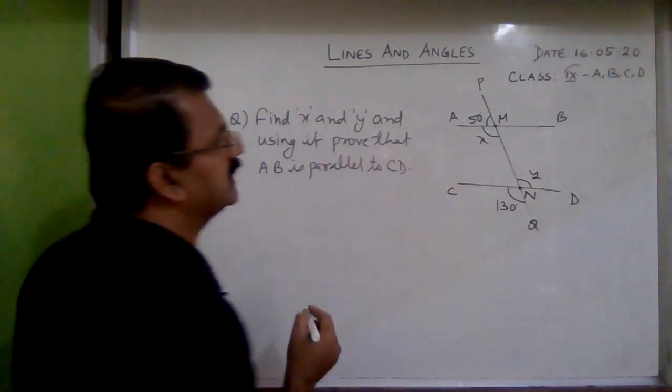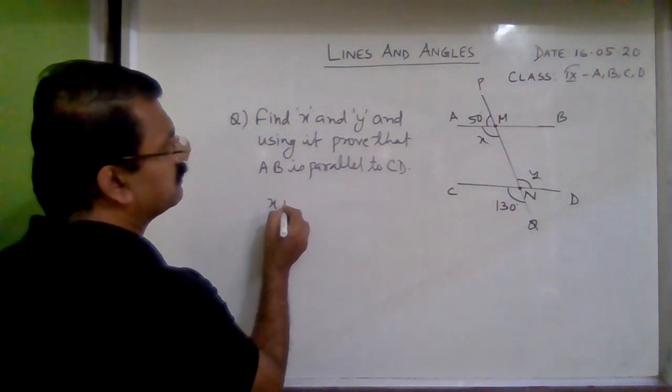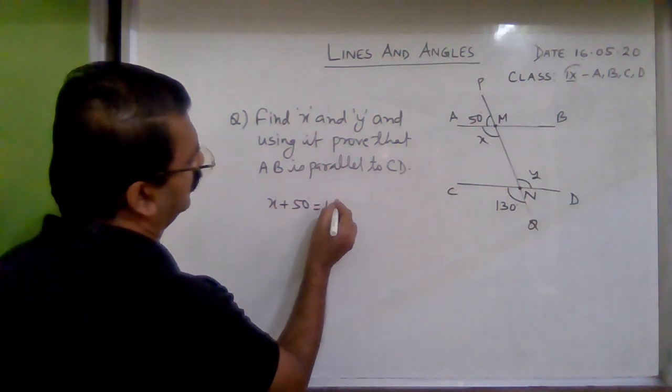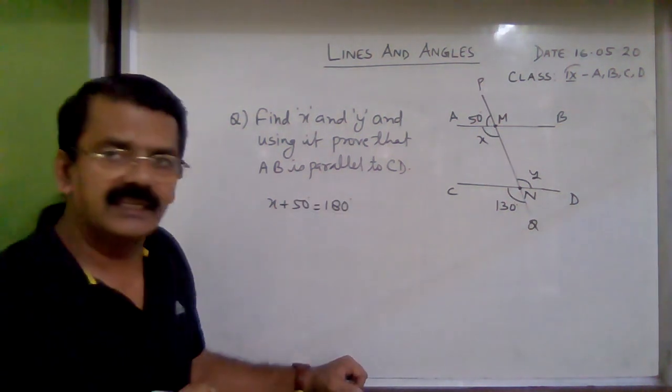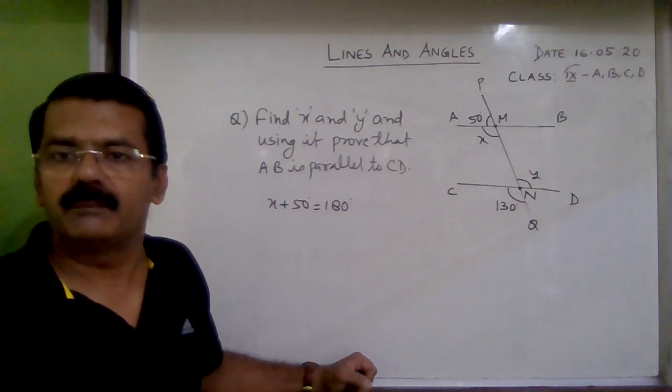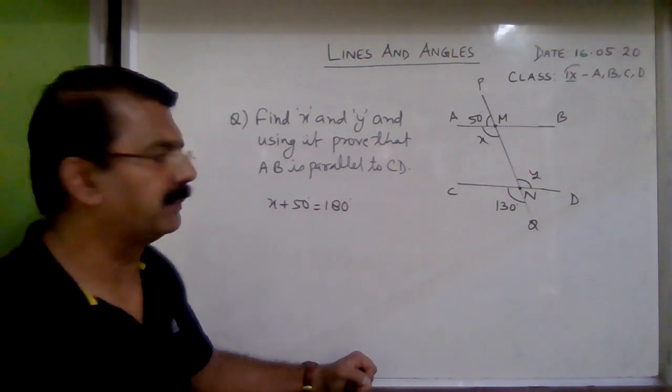So first of all, you see X plus 50 is equal to 180. Fine? You are correct, because they are forming a linear pair.